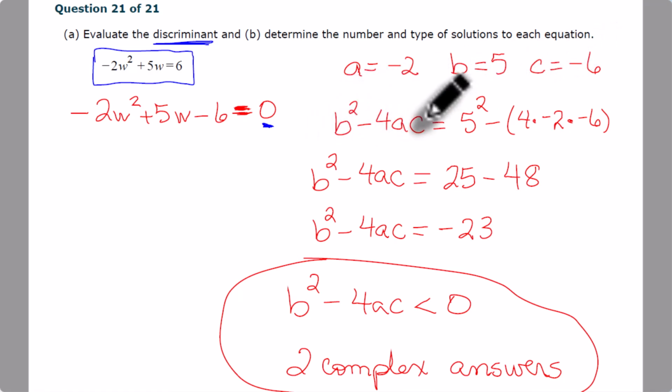So plug all this stuff in. Be cautious about this piece. So here's my b squared minus, and then I got all this stuff in parentheses. And so, well, a negative times negative is a positive, so this turns out to be 48. When I calculate my discriminant, I get minus 23. Well, that number does calculate to be less than 0, which tells me if I solve it, I'm going to get two complex number answers.